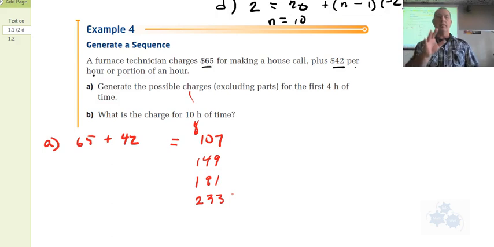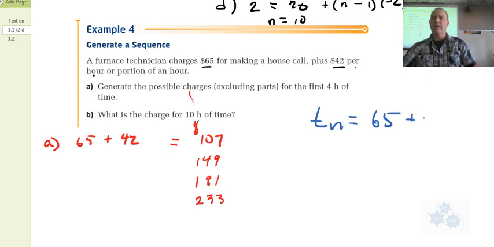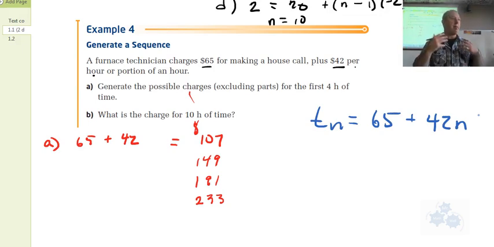So, going back to B. What's the charge of 10 hours? I don't know about you guys, but I'm thinking about the general term formula long before I'm thinking even of A. Let me tell you what I mean. At this point, you might be thinking, hey, I think I got an idea of a $65 flat fee plus $42 per hour. That looks an awful lot like a general term formula. So I don't know, my mind went there right away. It's not asking for a general term formula, but it's kind of helping you lead up to that.